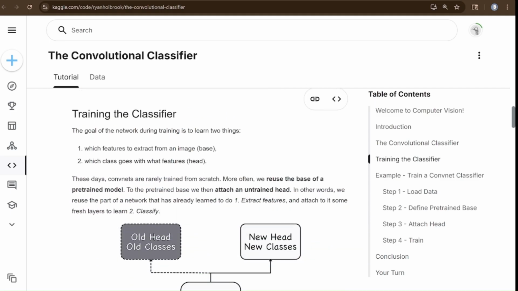Now, how to train the classifier? You have to train the classifier. So, you have to train two things. One is which features to extract from an image, that is done by the base.